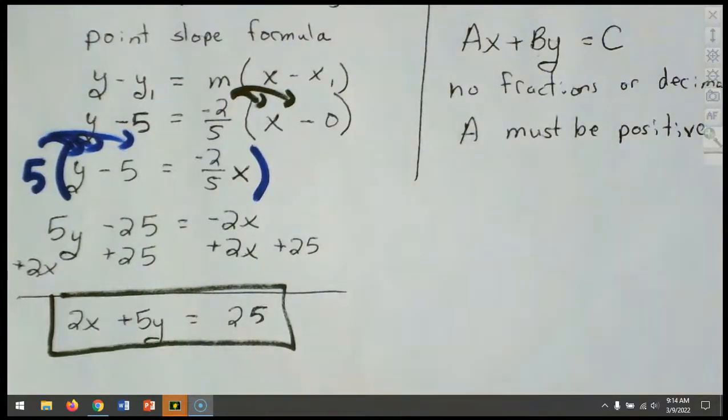Okay, very, very important that we know how to use that point-slope formula, and we understand the difference between standard form and slope-intercept. We're going to go over it again today when we look at how to build some more line equations.